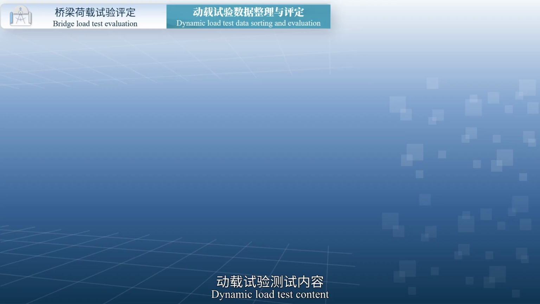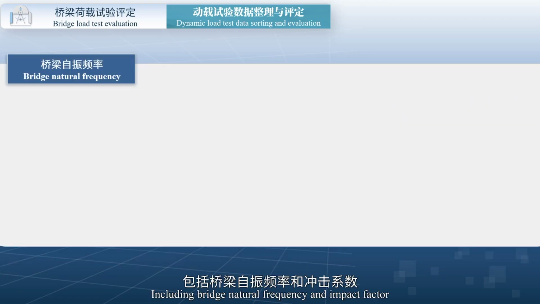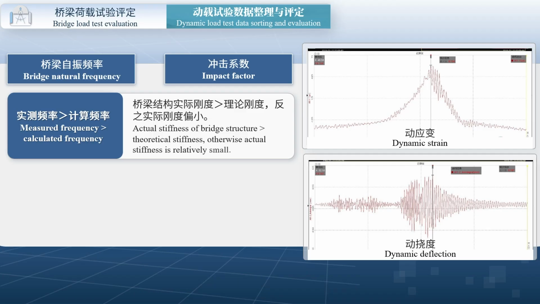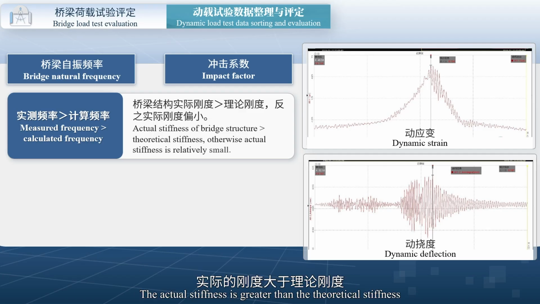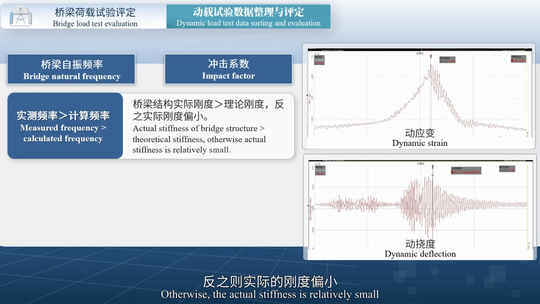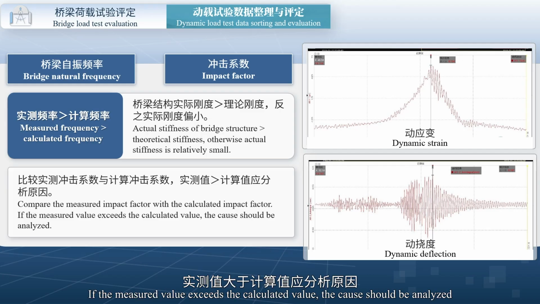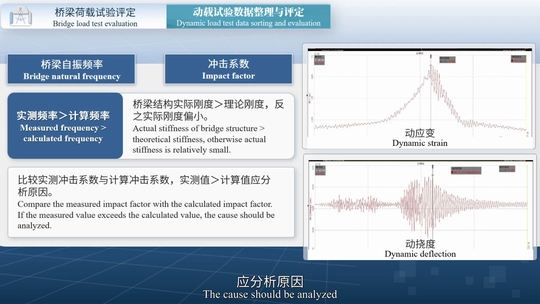Dynamic load test content includes bridge natural frequency and impact factor. When the measured frequency exceeds the calculated frequency, it can be considered that the actual stiffness of the bridge structure is greater than the theoretical stiffness. Otherwise, the actual stiffness is relatively small. Compare the measured impact factor with the calculated impact factor. If the measured value exceeds the calculated value, the cause should be analyzed.